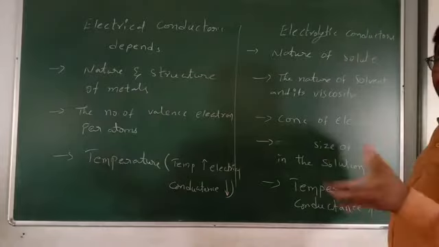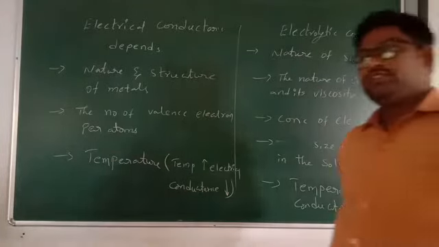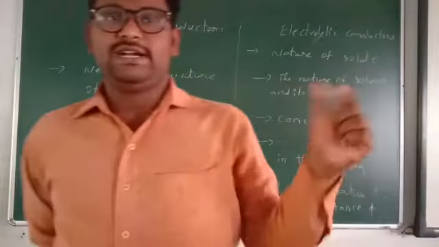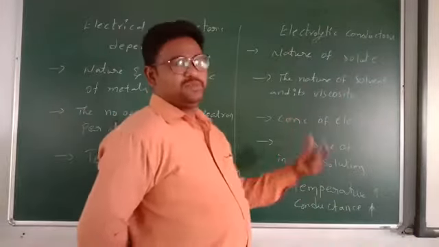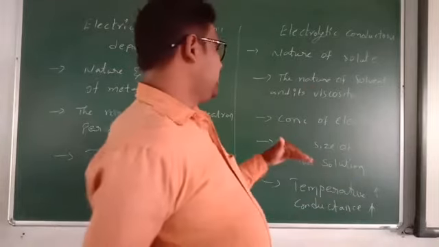If the solute is neutral, no ions form, so there is no conductivity. Next, the nature of the solvent and its viscosity. If the solvent is polar, then conductivity will increase, and viscosity should be less. Then only ions can move freely. If the viscosity is more, ions can't move freely.